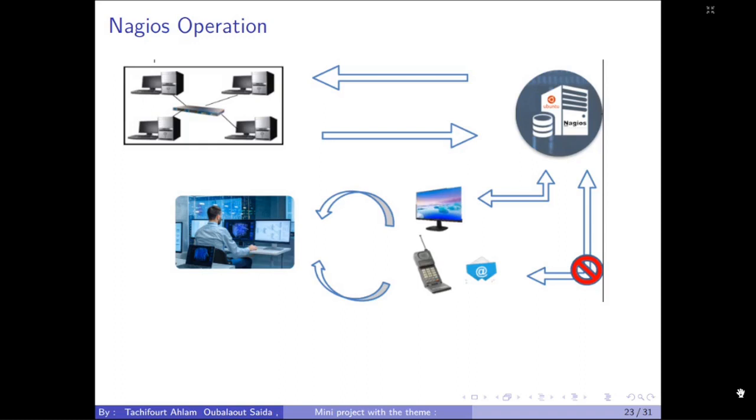Sending alerts. If Nagios detects a problem, it can send alerts to administrators via email notifications, instant messages, or SMS messages. Managing alerts. Once alerts have been received, administrators can review them and take action to resolve the issue. Nagios can also provide detailed reports on alert history and performance trends. It is important to note that Nagios is a complex tool that requires proper configuration and administration to function effectively.